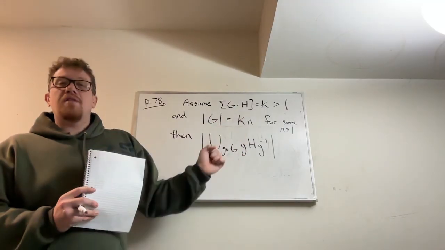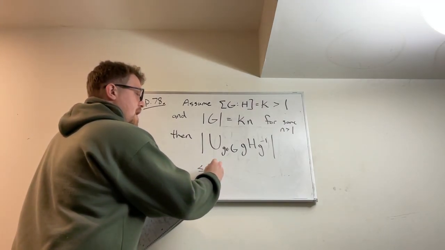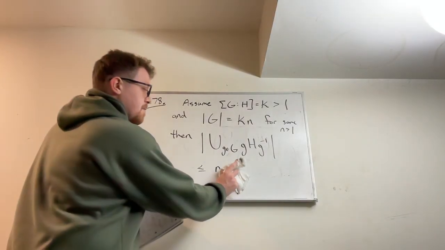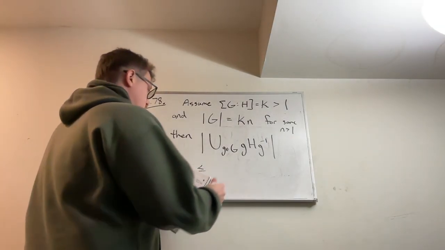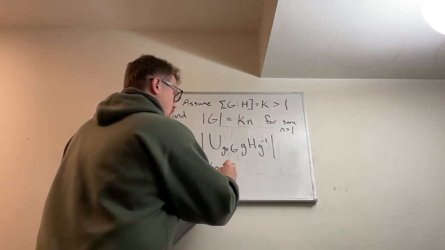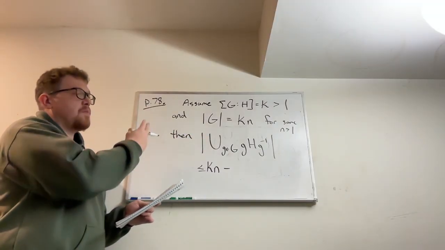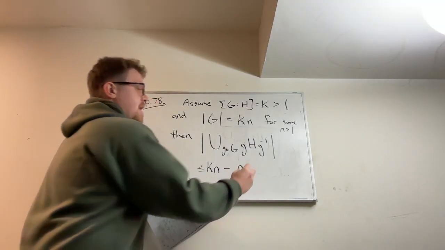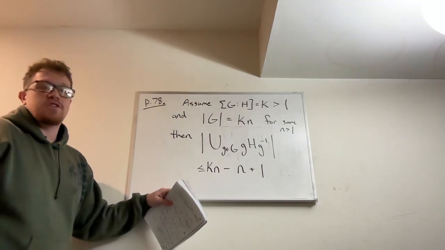But because they all share the identity, the total number of elements is actually at most n times k, because each subgroup has k elements, and there's at most n of them. So it's n times k, or k times n. But then we counted the identity for each of the subgroups. We basically double counted the identity each time. So we have to subtract off the n times we double counted the identity, and then just add it back once. This is like your inclusion-exclusion formula.